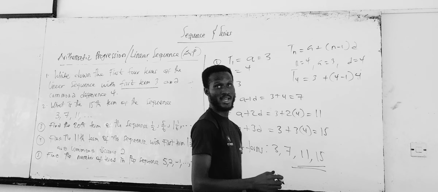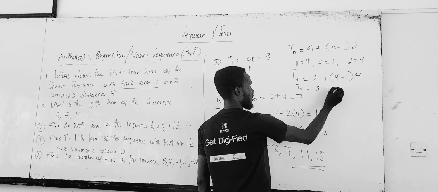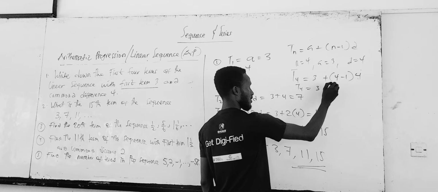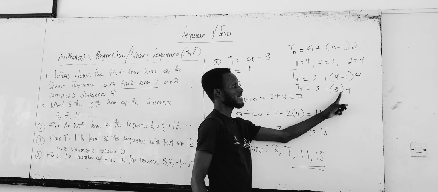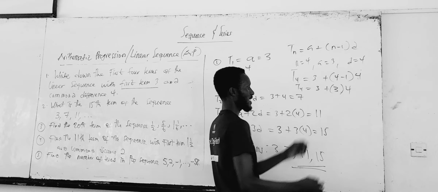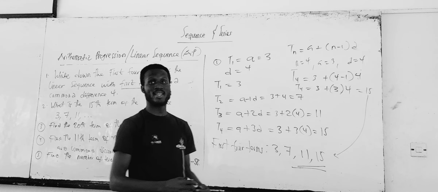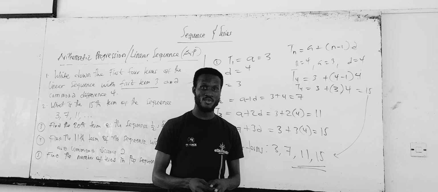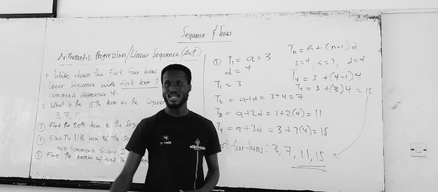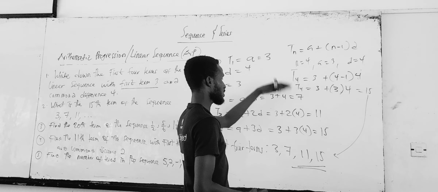So that is another way we can solve. We have T4 is equal to 3 plus (4 minus 1) which is 3, multiplying the 4. Now what is 3 times 4? It is 12. 12 plus 3 is 15, which is the same as this one. So we can either use the formula or we use the shortcut. At some point in time you're supposed to use the big formula, and at some point in time you're supposed to use the short formula, then move on. The big formula and the short formula.